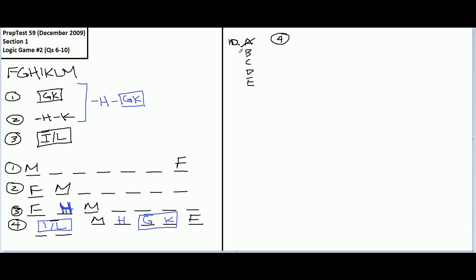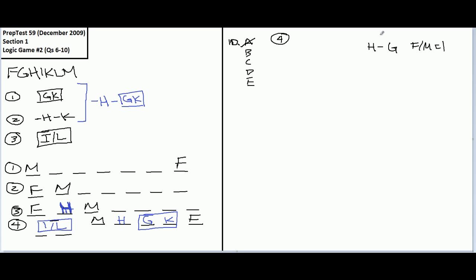How about answer choice B? G is somewhere after hibiscus, and either F or M is first. Okay, well let's take this. This is 2 rules in 1. So it says that G is after H, so H before G, and it says that either F or M is 1.